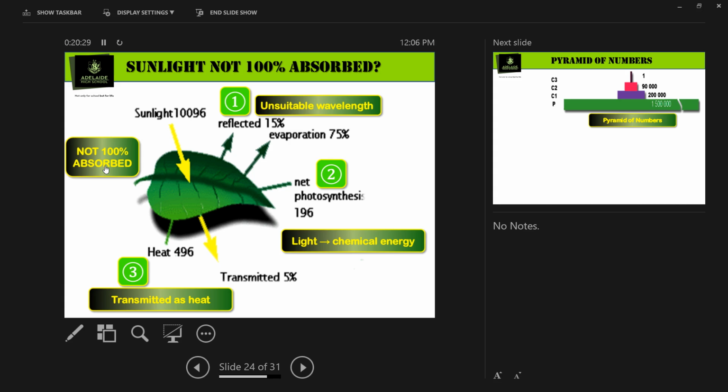The third one, the rest will be transmitted just as heat. Just as how 90% is passed off as heat. All right. This is also transmitted as heat for the particular leaf and also the plants. Okay. Now, let's move on to the next one.